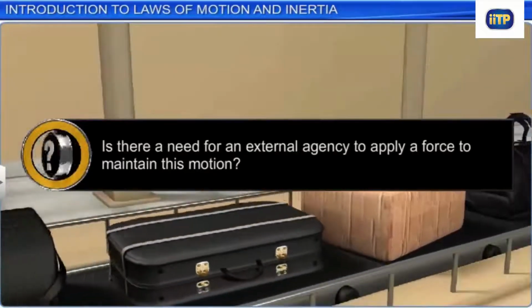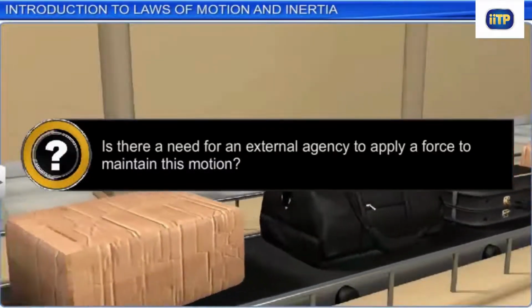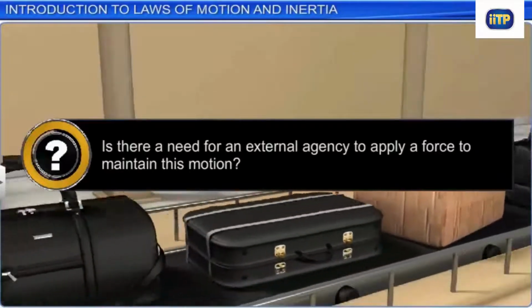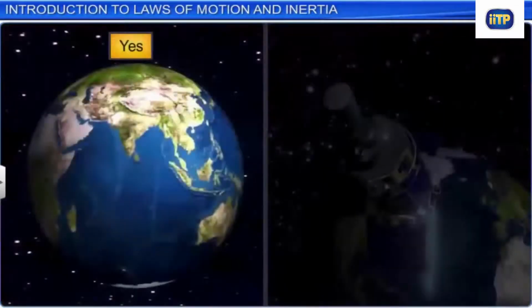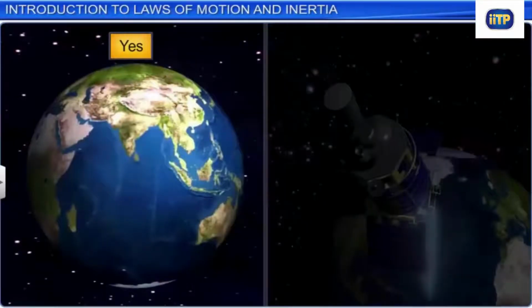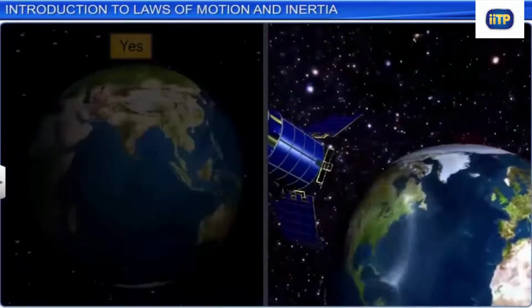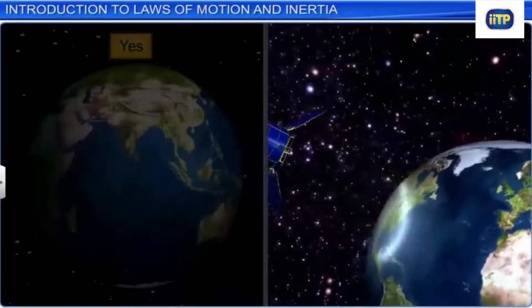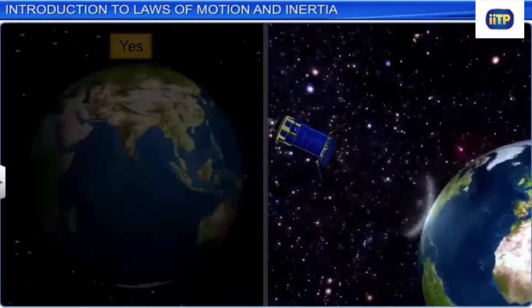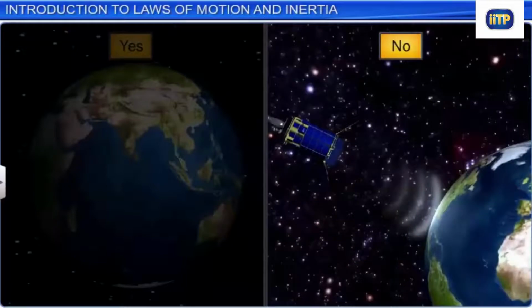Is there a need for an external agency to apply a force to maintain this motion? Yes. External force is required if the body is in our world, where frictional force acts on all the objects. However, in the absence of friction, like in space, no external force is required to maintain uniform motion in a straight line.